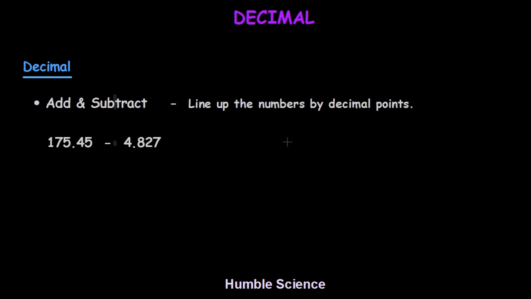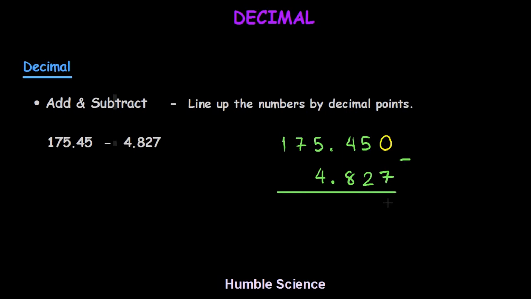Here we have 175.45 minus 4.827. We can add 0 here to make it look easier. And now we can subtract.